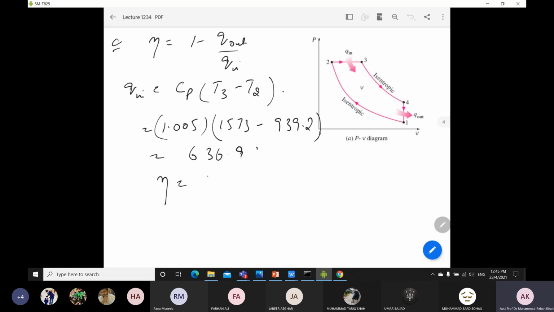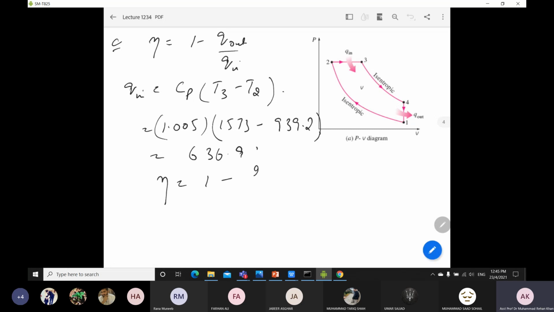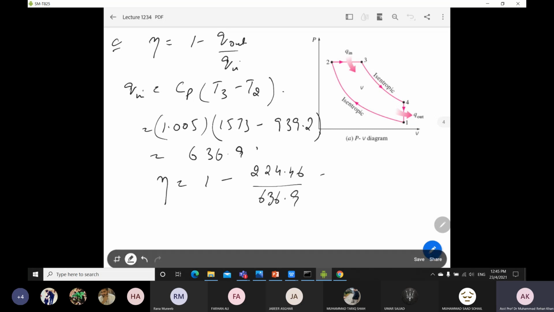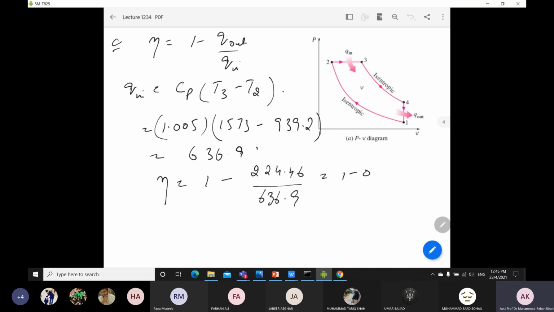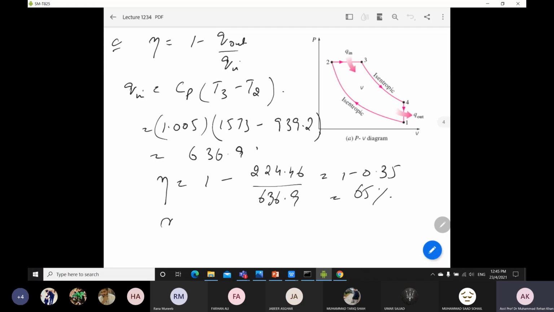And for efficiency, Q out is from part number B, so 224.46 is the Q out and Q in is 636.9, and you can get 1 minus 0.35, and that turned out to be 65%.